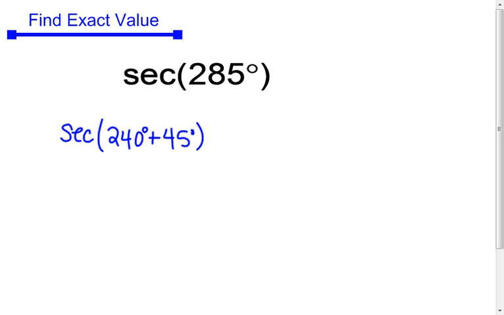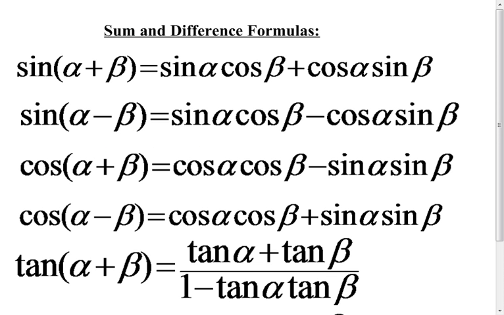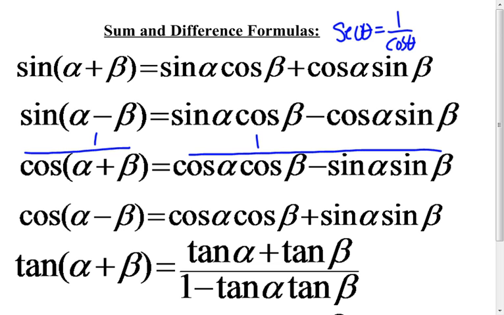You have to use your sum and difference formulas. The problem, however, is that we don't have a sum and difference formula for secant. So we need to think about some things we know and use our trig proportions. Okay, we know that secant is 1 over cosine. So if I want to find secant, then I need to do 1 over this formula right here. And again, my alpha will be 240 in this case, and my beta will be 45.